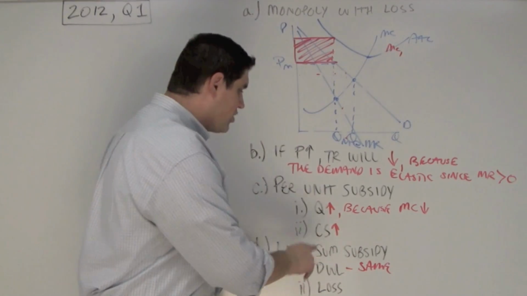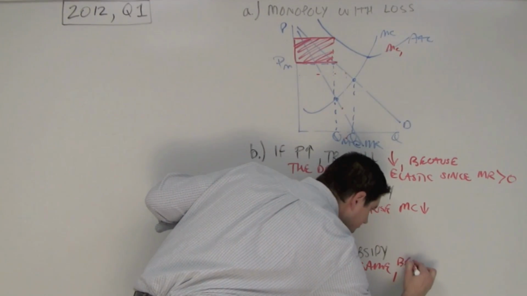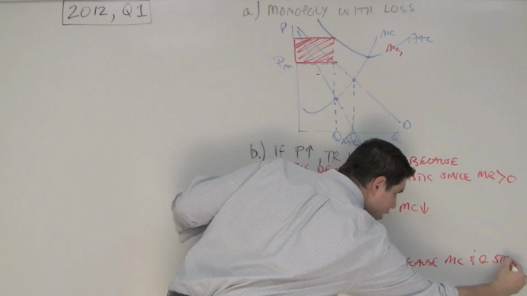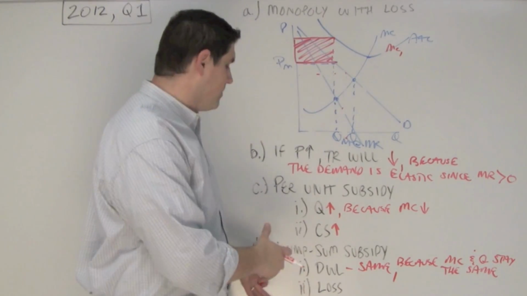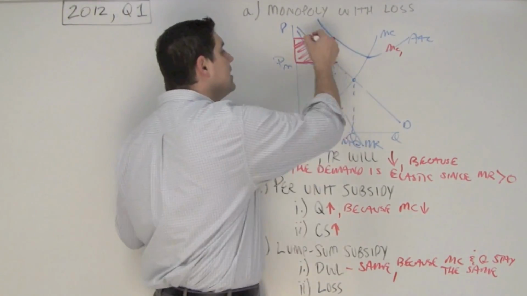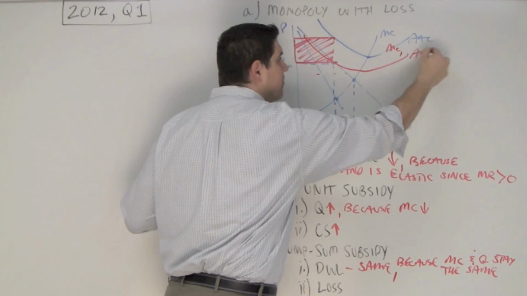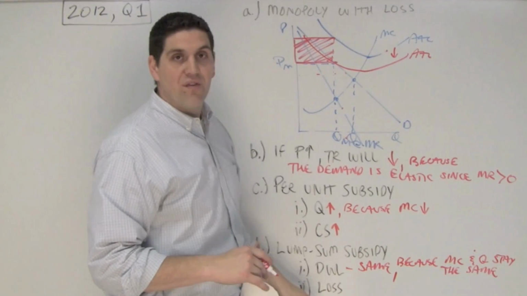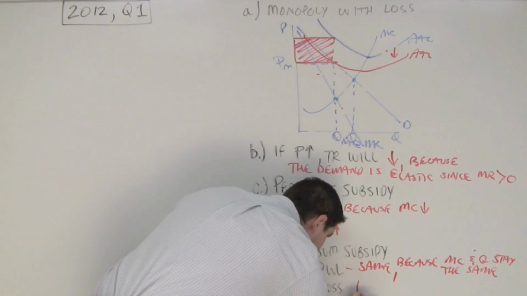Now, this is an explain question, so you got to say because marginal cost will stay the same and quantity will stay the same. But if they do give a lump sum subsidy, something in this graph is going to change. The ATC. The ATC is going to fall when the government gives this company some money. So when that happens, what happens to the area of loss? Well, the loss is going to decrease.